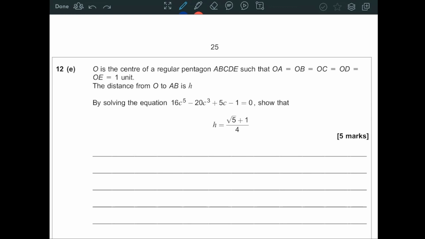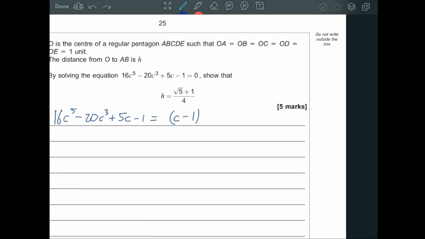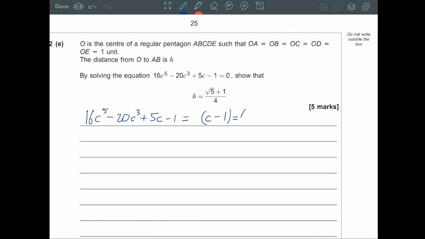Now it is a show that, so I can't just put it in my solver, but we already know some stuff. We know it has a repeated quadratic factor, and we know one of the solutions. Because of point D, because of Z1, which has a real part of 1, Z1 is just 1. We know that C minus 1 is a factor. So let's factorize out that thing.